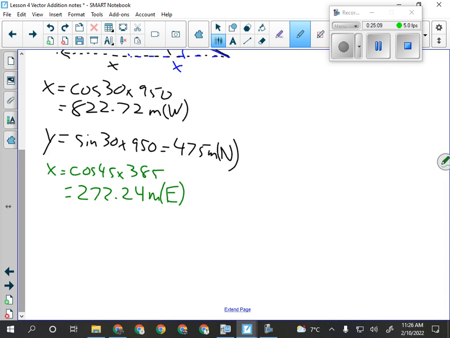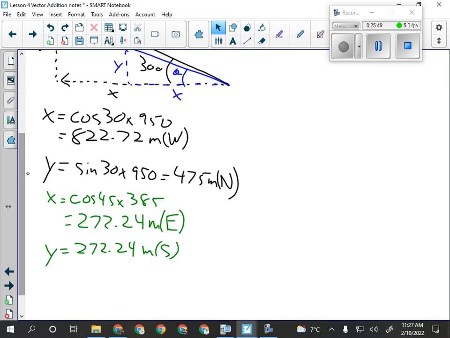Now, if I'm paying attention, can I save myself some time here? 45 degrees cuts the rectangle in exactly half. Would you agree? So sine and cos of 45 just so happen to mathematically be the same number. Because if I have a 45-degree angle in my triangle, x and y are equal. So I can save myself a little bit of time and just say that y is 272.24 meters south. Everybody okay with that? So now I can go about finding what my resultant's triangle looks like.